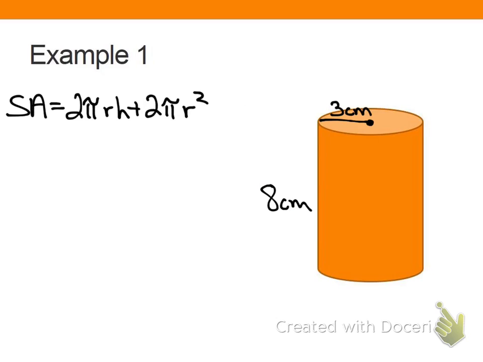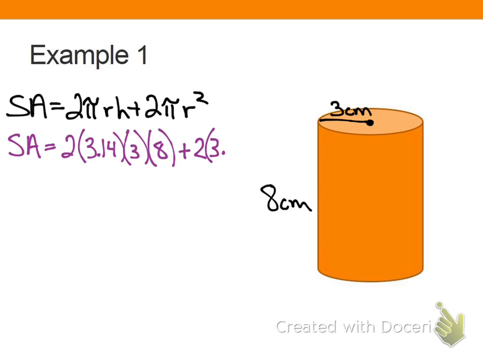We're going to take these dimensions from the cylinder and plug them into our formula, using 3.14 for pi. The substitutions are going to take up a little bit of room on your line. But guys, it's not difficult. It's just a lot of numbers that we're plugging in and multiplying. So 2 times 3.14, which we said is our value for pi, times r, what's our value for radius? Times h, which is 8, plus 2 pi r squared.